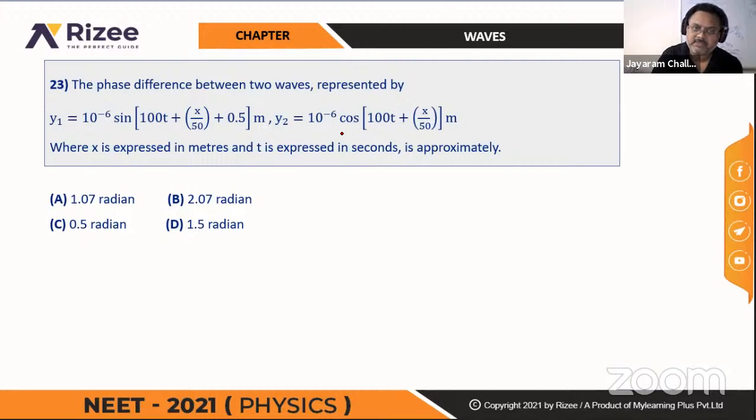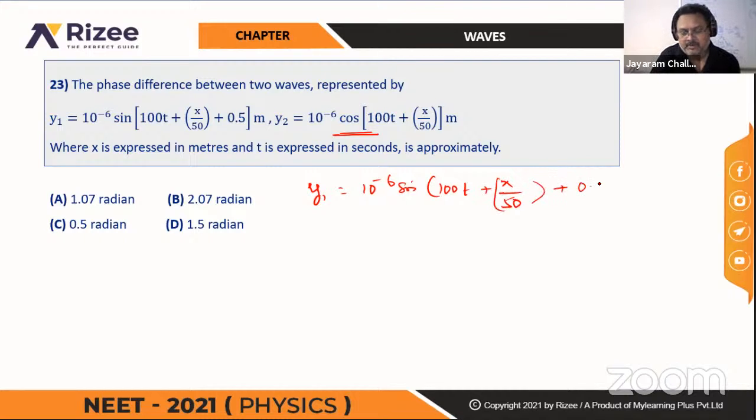Next one, the phase difference between the two waves. Same model equation as we have done. Convert the cos into the sine. So the first equation can be written as y1 is equal to 10 to the power of minus 6 sine of 100t, that is omega t, plus x by 50, that means the k value is given, plus 0.5 is its initial phase. Okay. Next, y2, I'm directly writing now in terms of the sine.